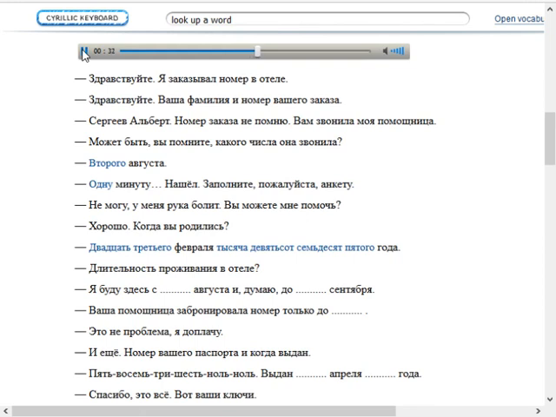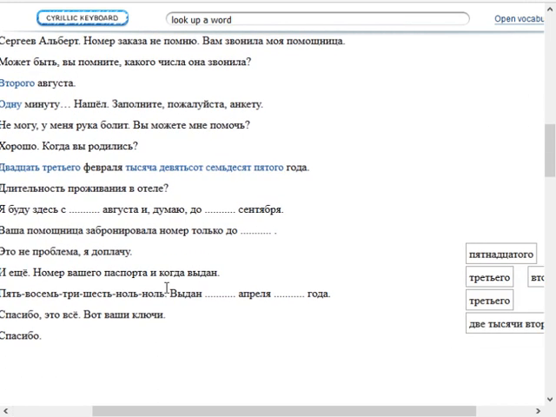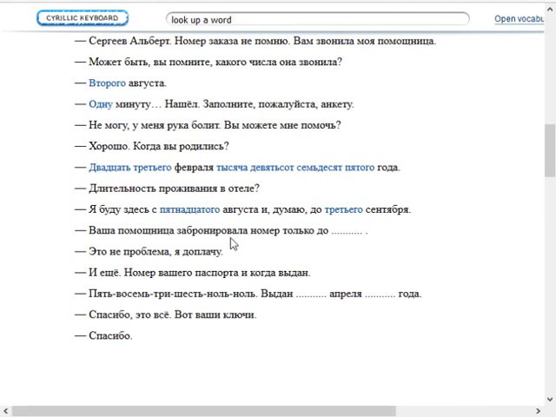Длительность проживания в отеле. Length of your stay at the hotel? Я буду здесь с 15 августа и, думаю, до 3 сентября. Okay, so what is your length of stay at the hotel? Я буду здесь с 15 августа и думаю до, what did he say, 3 сентября. So I will stay beginning with the 15th of August and I think until the 3rd of September.